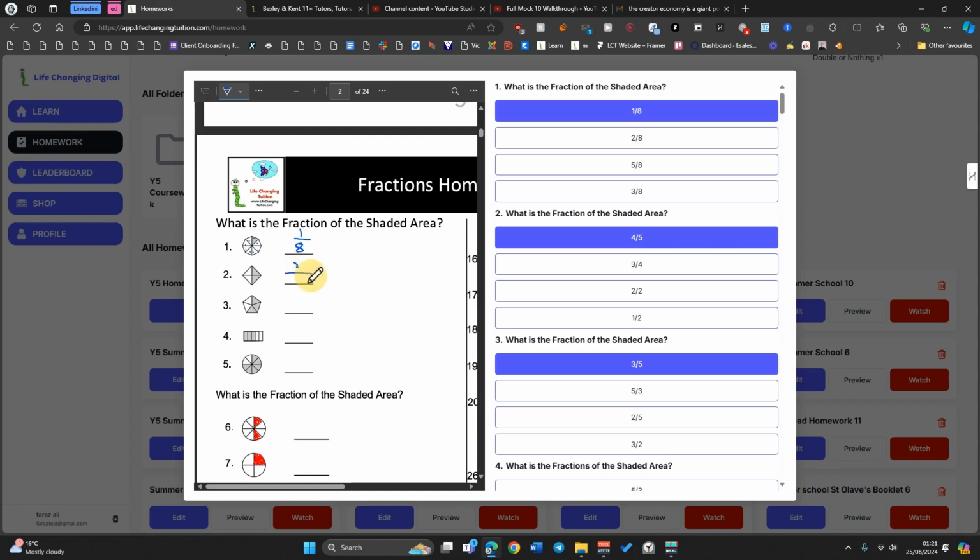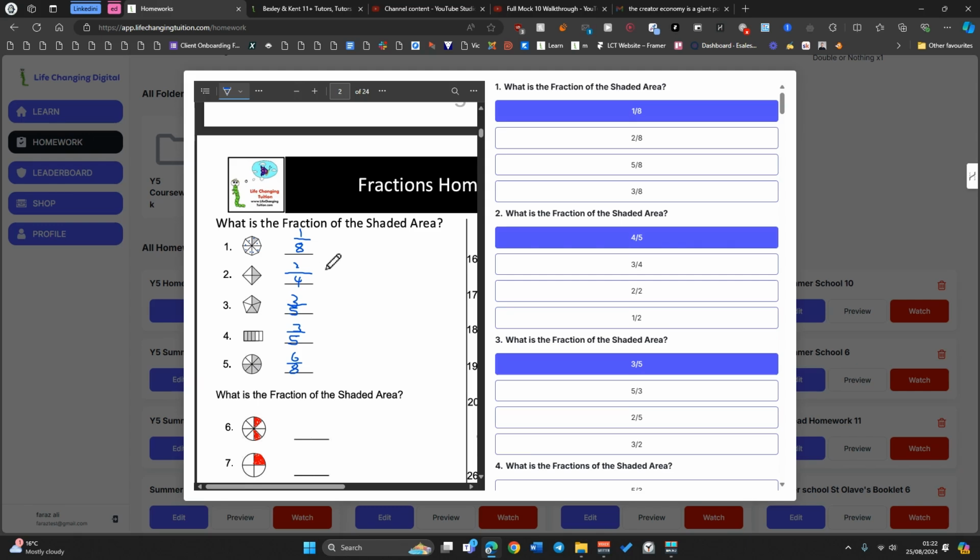This one should be 2 out of 4, because there are 2 shaded out of the 4. This one is going to be 3 out of 5, because there are 3 shaded out of 5 total parts. This one has 5 total parts and 3 shaded, so that'll be 3 out of 5. And this one has 1, 2, 3, 4, 5, 6 shaded out of 8 total parts, so it'll be 6 over 8. Now with a lot of these you can simplify the fractions.